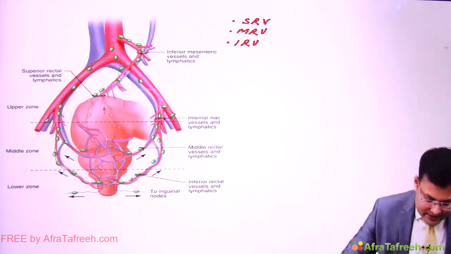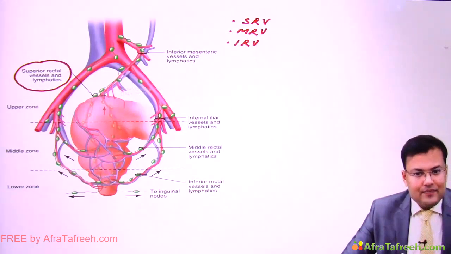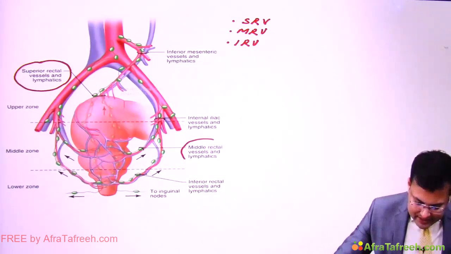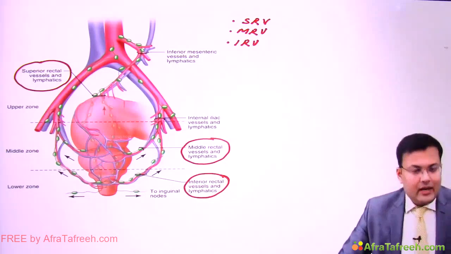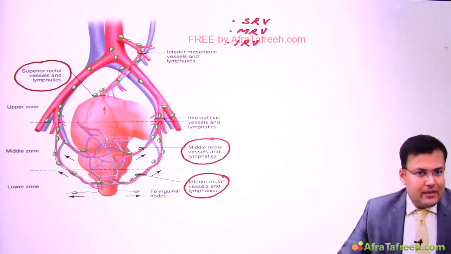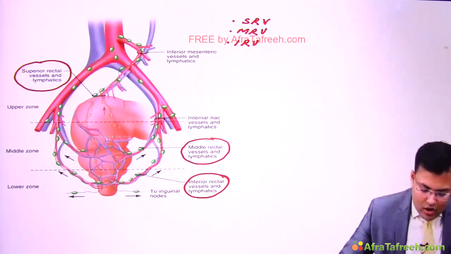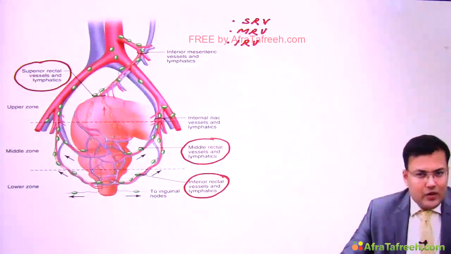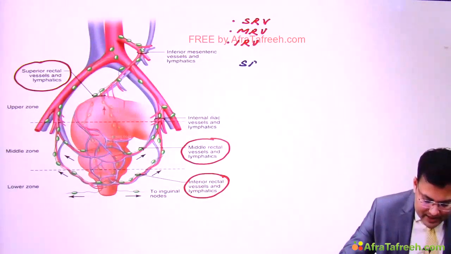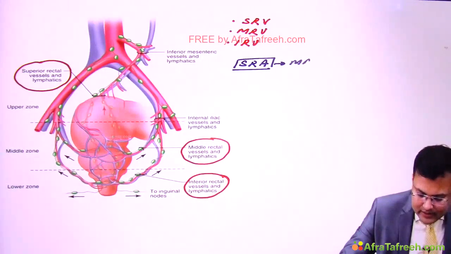Clear? So here you can see that this is the superior rectal vessels along with lymphatics, and here you can see middle rectal vessels, and this is the inferior rectal vessels. This superior rectal artery is a branch of inferior mesenteric artery. Now what is the main artery which supplies the rectum? Superior rectal artery is the main arterial supply of rectum.